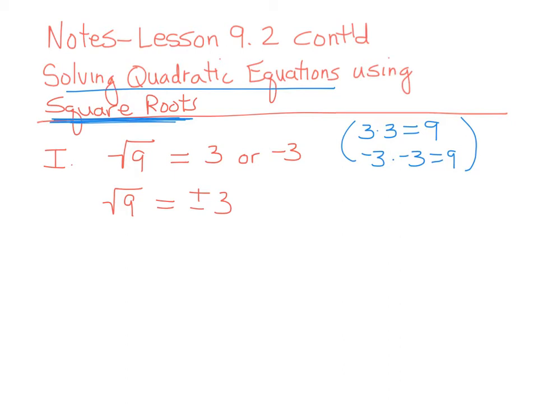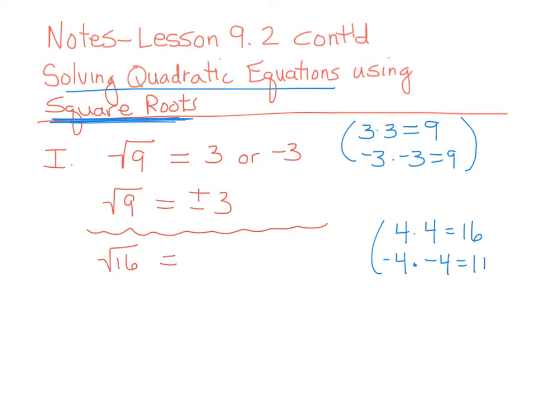Alright, so let's just continue on that thought. What's the square root of 16? Well, the square root of 16 could be 4, because 4 times 4 is 16. It could also be negative 4, because negative 4 times negative 4 also equals positive 16. So the square root of 16 could either equal positive or negative 4.